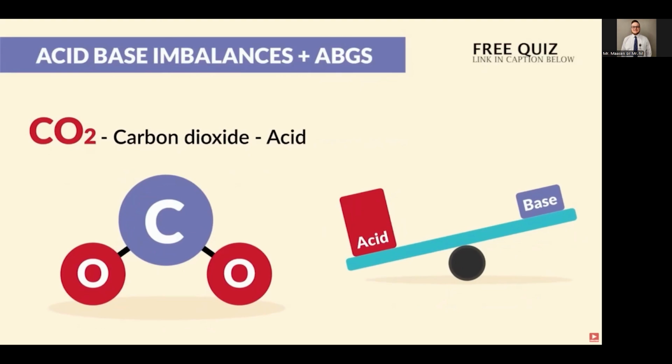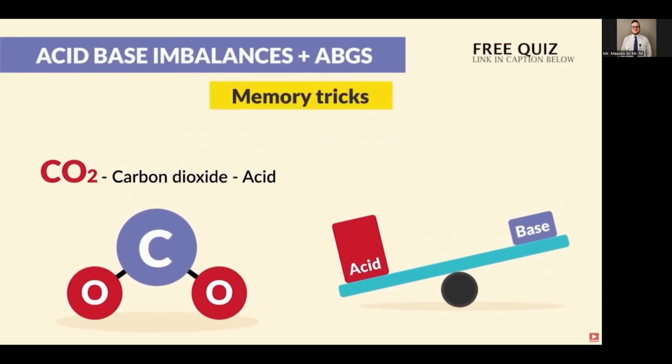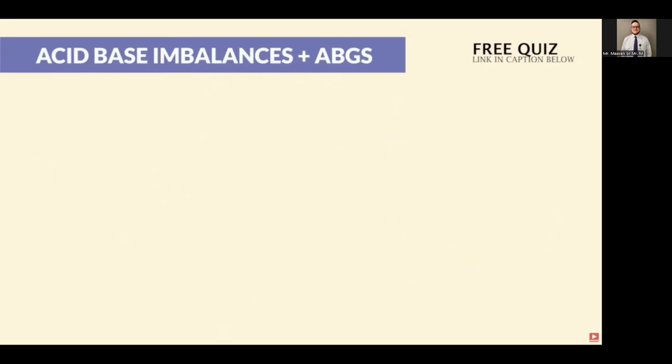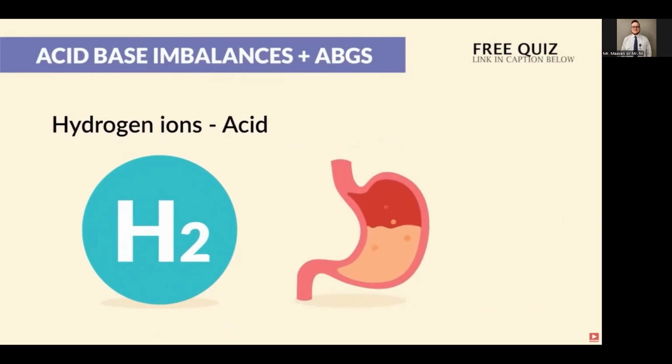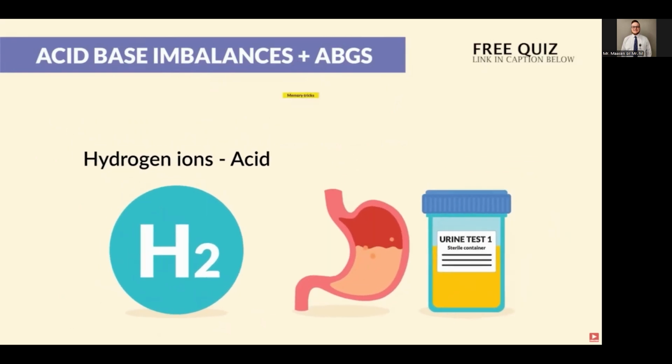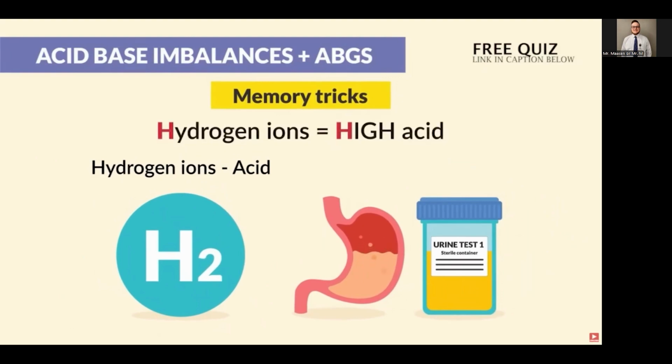So too much CO2, we get a body that is in acidosis. So the memory trick we use: just think carbon dioxide is carbon diacid, since too much carbon dioxide pushes us into acidosis. Lastly, hydrogen ions are a form of acid, found in the stomach acids as well as urine. So the memory trick: just think hydrogen ions is high acid. Too much hydrogen ions equals an acidotic state.